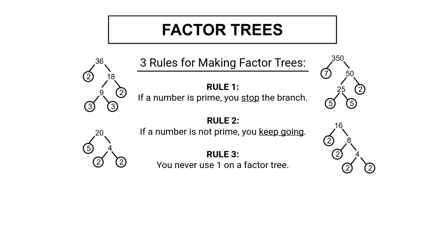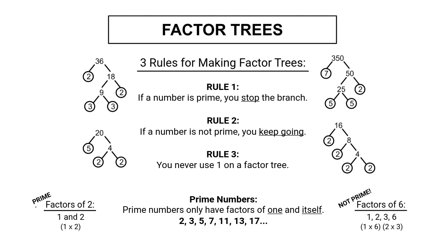So as a quick review, prime numbers are numbers that only have factors of 1 and itself. 2 is an example of a prime number because 1 and 2 are the only numbers that go into it. 6 is not prime because 1 and 6 aren't the only numbers that go into it. There's other numbers that go into that number. So just keep these things in mind as we work through the next examples.